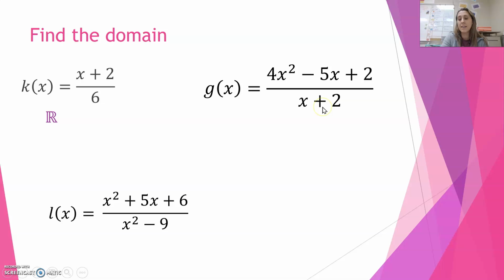This one, we have to take the x plus 2 and set it not equal to 0. So then we end up with all real numbers such that x does not equal negative 2, because if we subtract 2 from both sides, we get x does not equal negative 2.